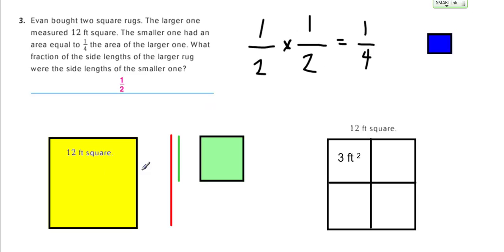So if you're not able to draw the picture or understand it using a model, perhaps you might know a little bit about square roots. And in this case, the square root of 1/4 is a half, and that's the answer.